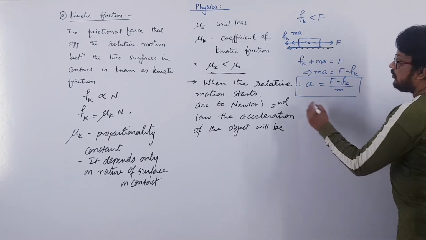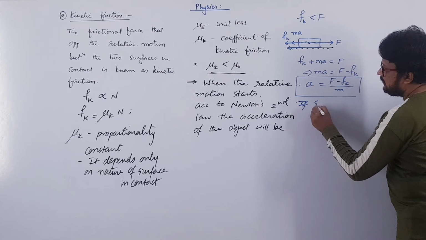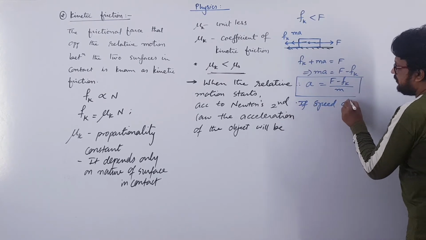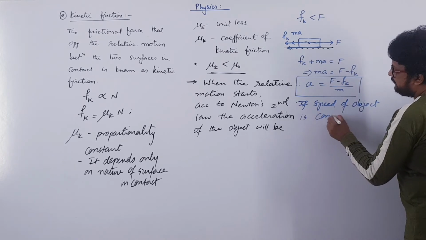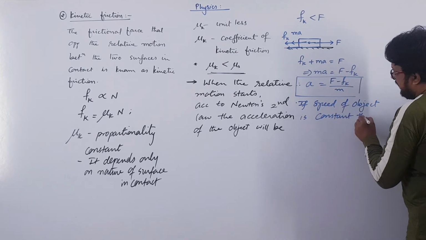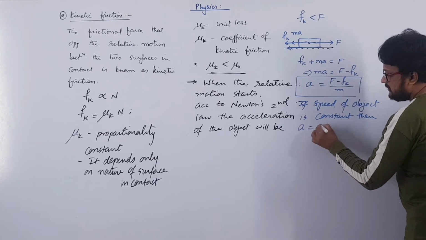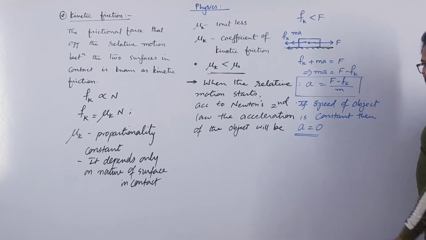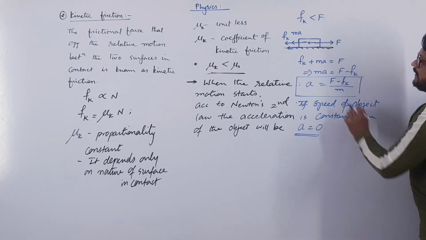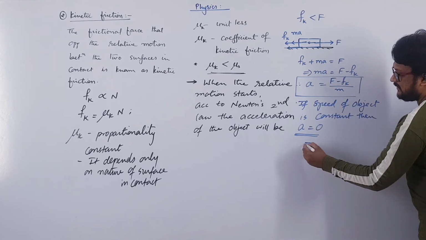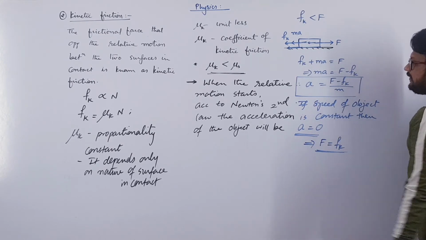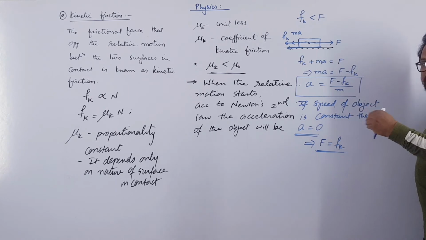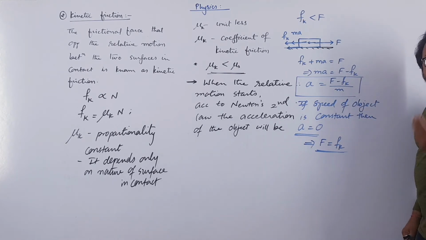If body is moving with constant speed, if speed or velocity of the object is constant, then you can say that acceleration will be 0. Velocity is constant, then acceleration will be 0. If acceleration is 0, right, then this term will be 0. Then definitely you can say that this implies that applied force will always be equal to kinetic frictional force. Right? Then only both will cancel the effect of each other, and according to Newton's first law, the object will keep on moving with constant velocity or constant speed.